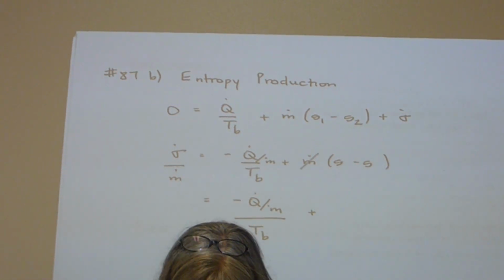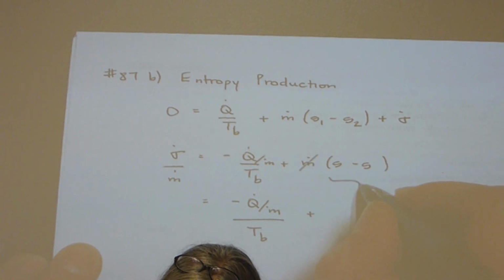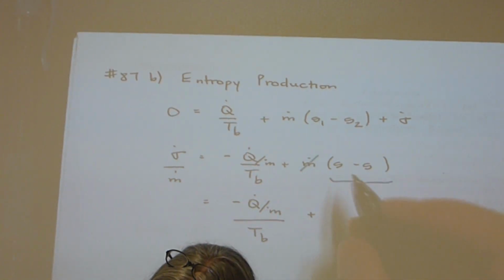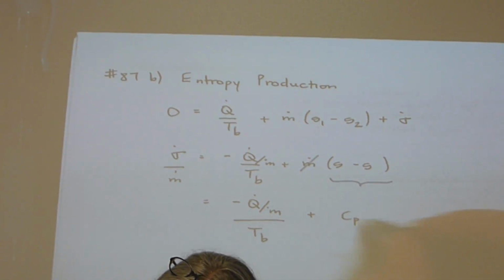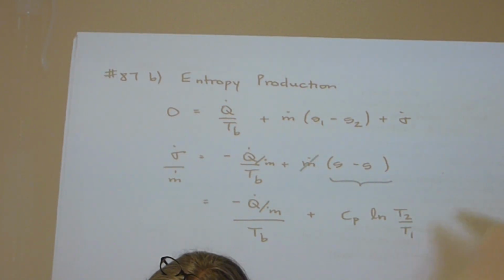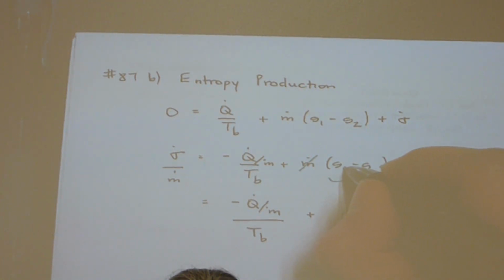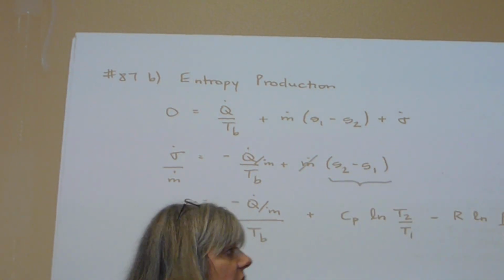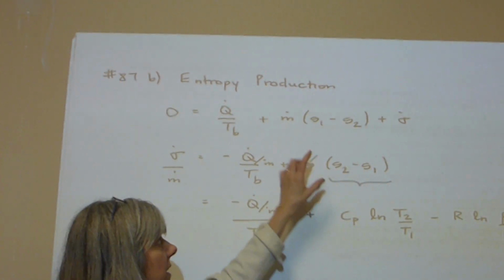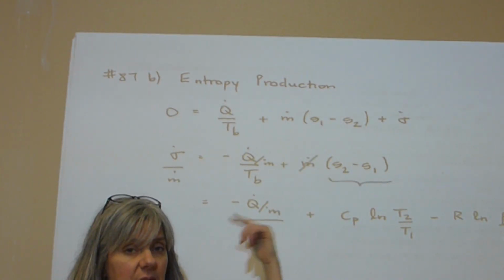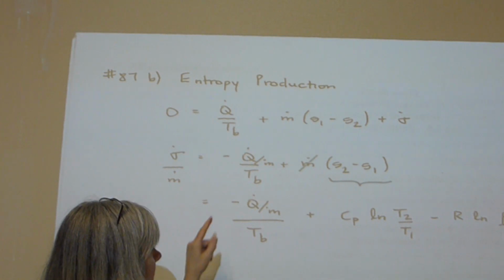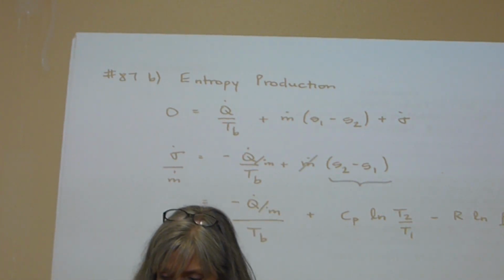So this component here, I'm going to write as C sub P ln of the ratio of the temperatures, minus R times ln of the ratio of the pressures. So that is that component. And again, I changed the order on these simply because when I subtracted it to the other side, instead of the minus sign, I just switched the order. Okay, so I have everything. Now it's a matter of plugging in.